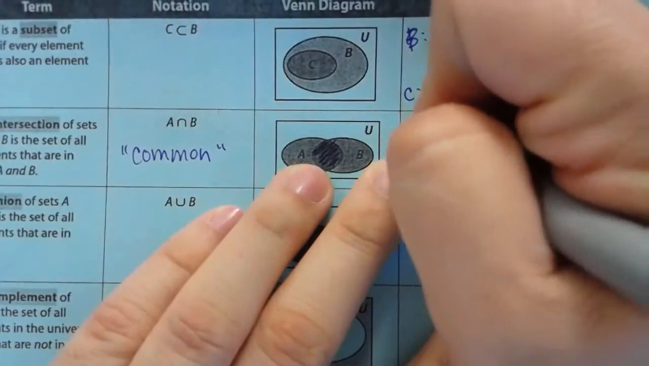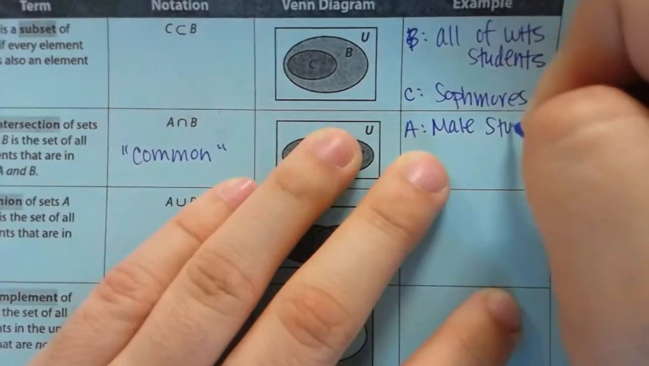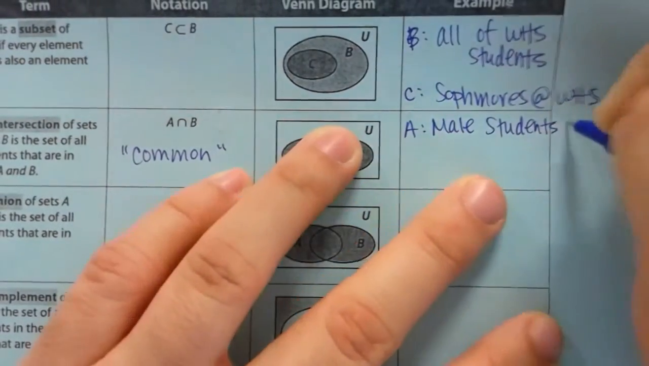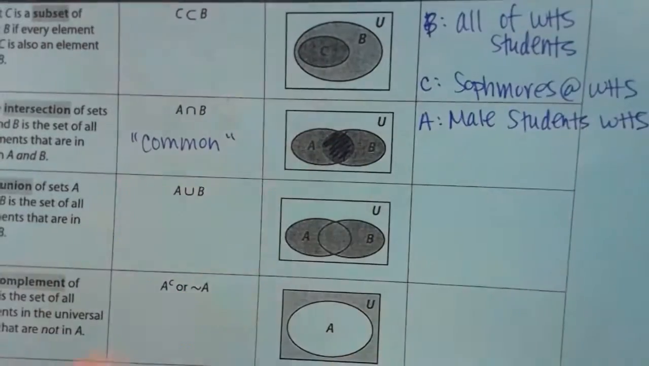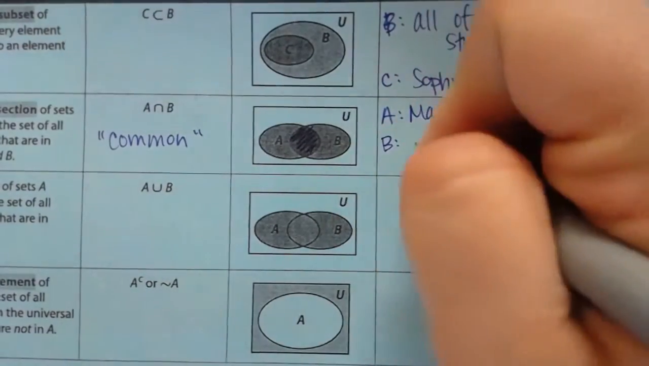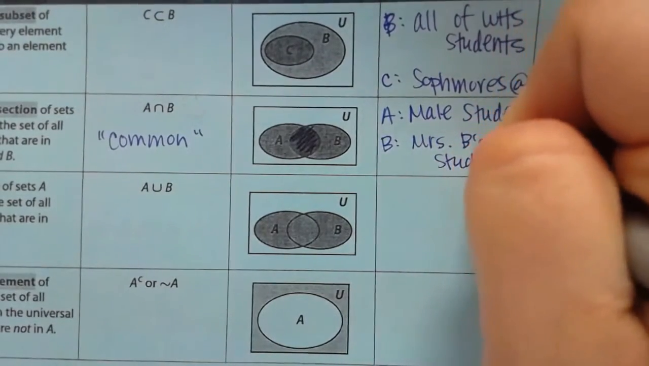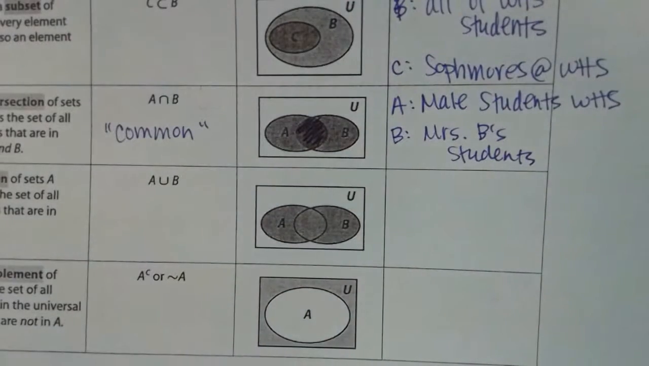So, if set A were all of the male students of the high school, and set B were all of my students, what would the overlap be between those? Who's in both groups? The male students that are in my class. I am. So you're in both. Yes.